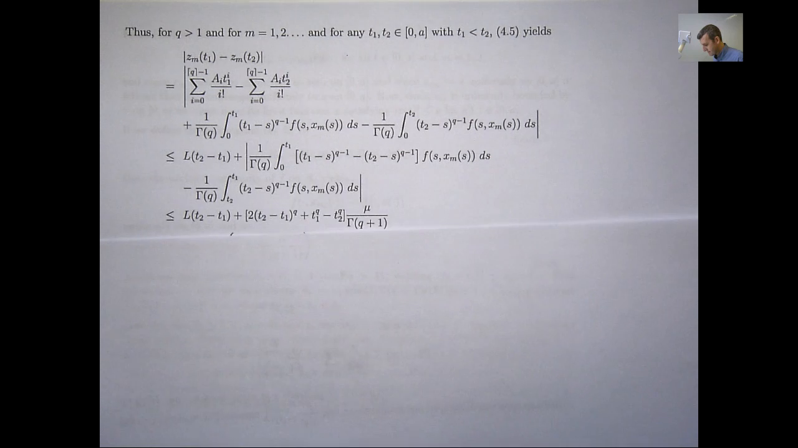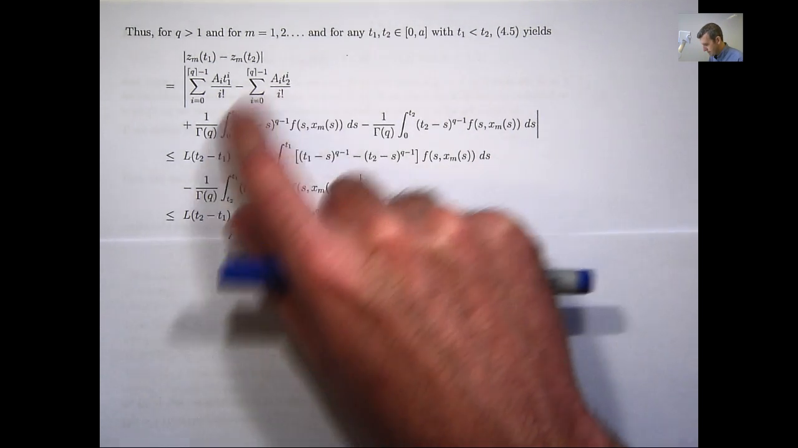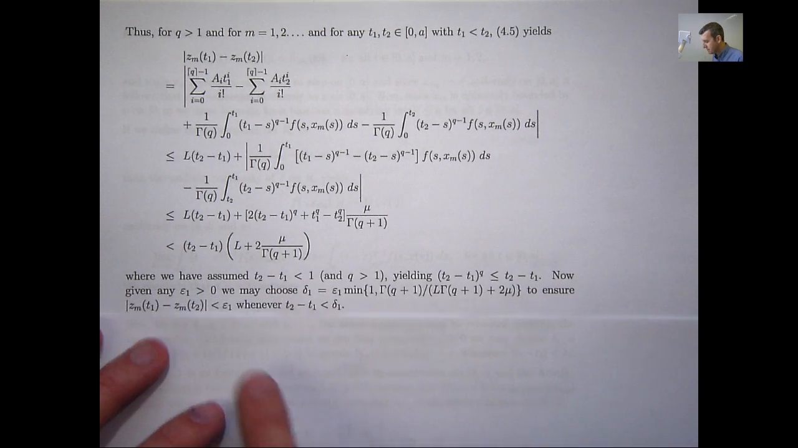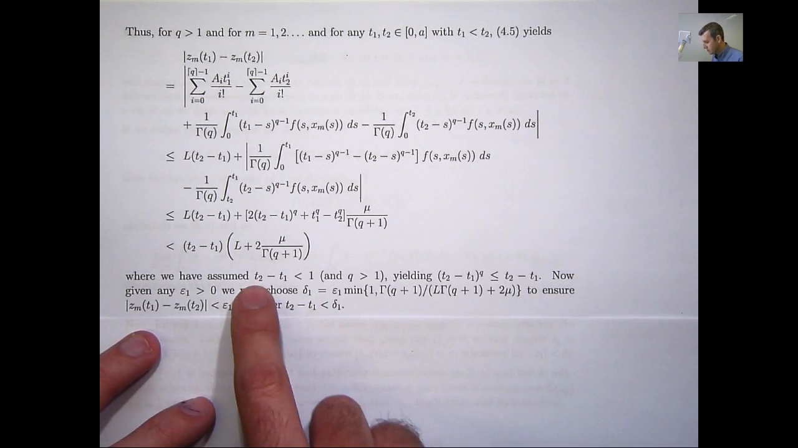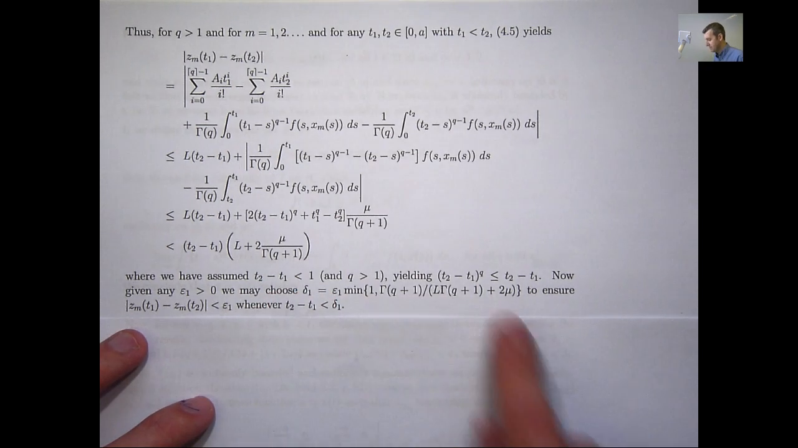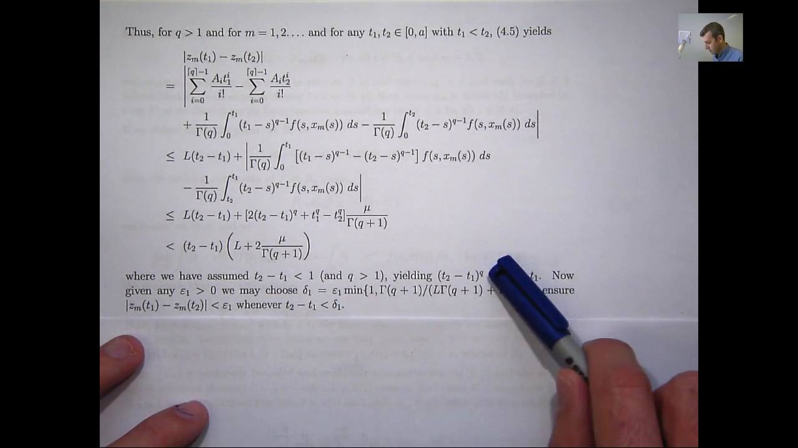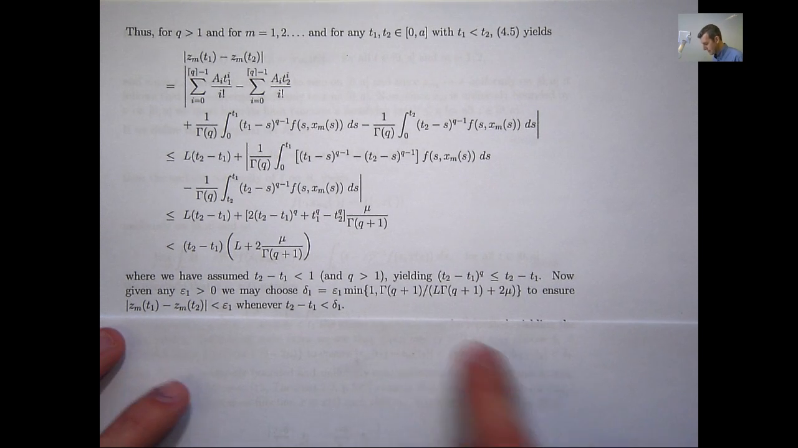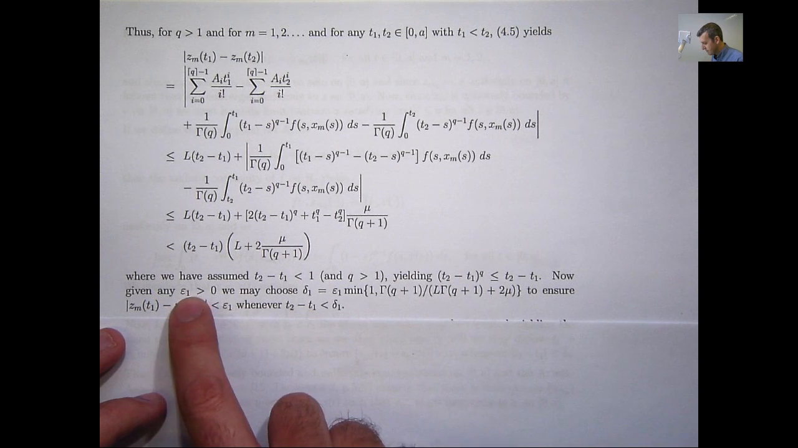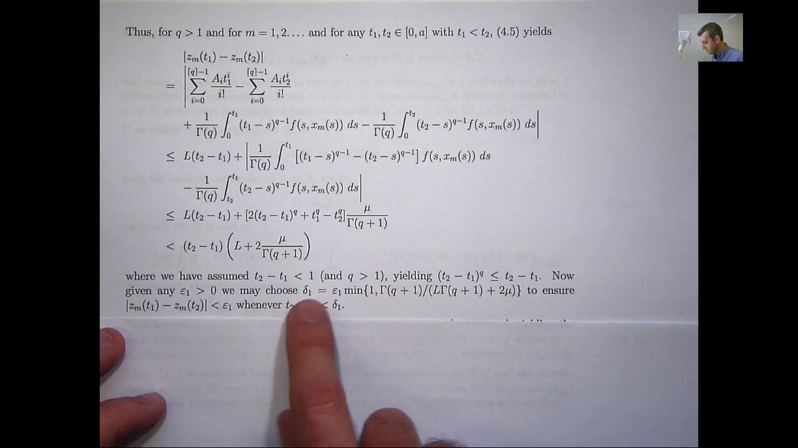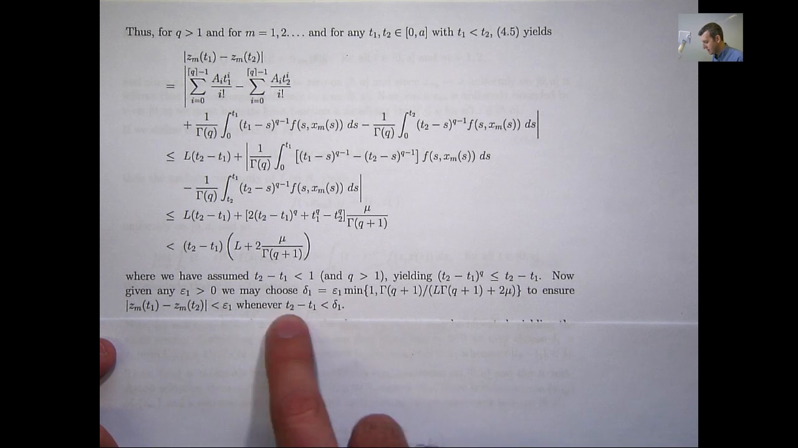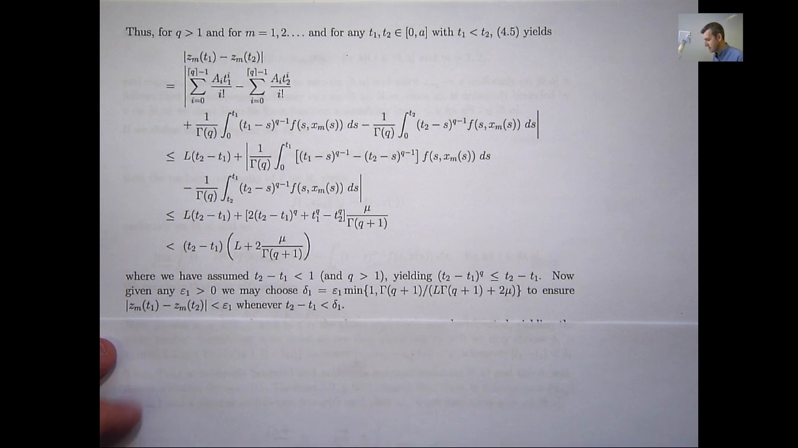Okay, well, if you bound that up, you'll get the following, and in this part here we've assumed t2 minus t1 is strictly less than 1, so this is true. Actually, I guess that could be a strictly less than there. Okay, well, given any positive value, epsilon sub 1, we can choose a delta sub 1 to ensure that this is less than epsilon sub 1 whenever t2 minus t1 is less than delta 1.